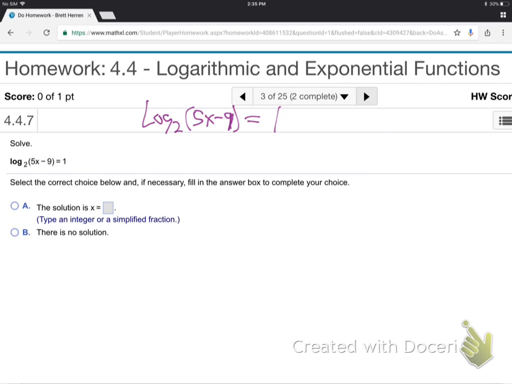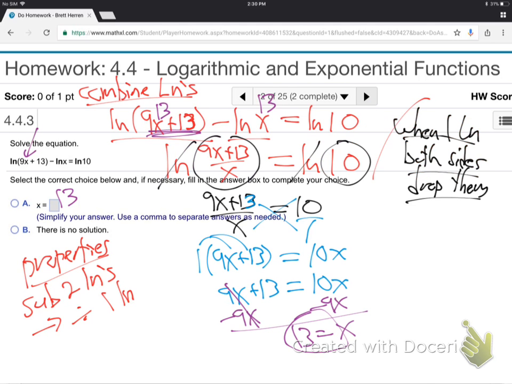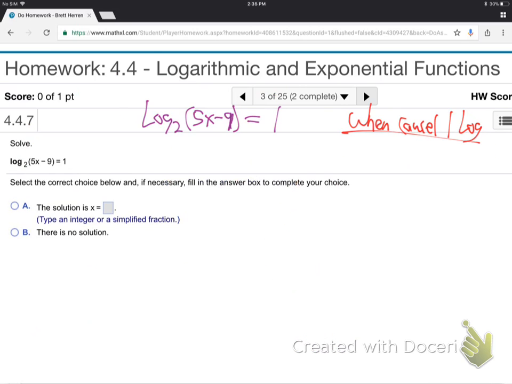So, when you cancel one log, that's different than back over here. Look back here. I canceled both. Here I canceled both. That's just, drop them off. Nothing special. But when you cancel only one log from one side, notice I don't have logs on both sides. This is not like the last problem. Does everybody see the difference?